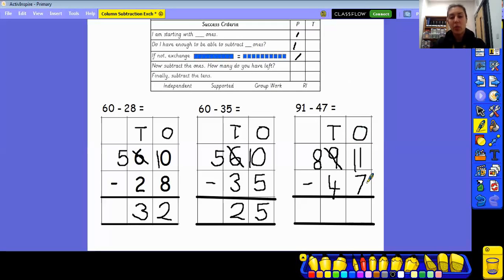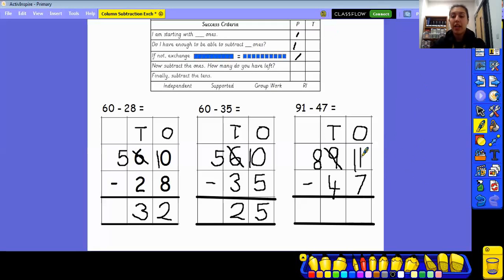11 take away 7. Now you could do that by drawing out 11 dots on a sheet of paper or on a whiteboard and physically subtracting 7 by crossing them out. You could get 11 objects and take 7 of them away. Or you can try to work it out in your head by bridging 10. So that's the way that I'm going to do it.